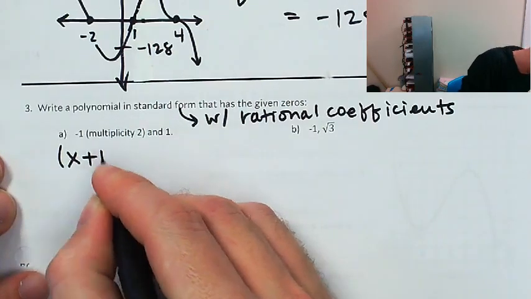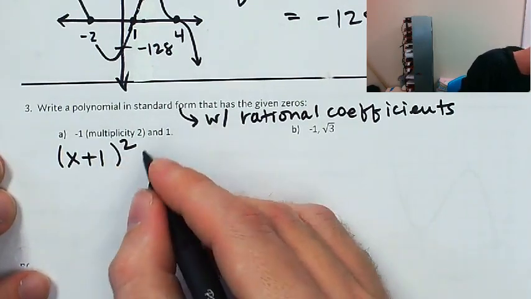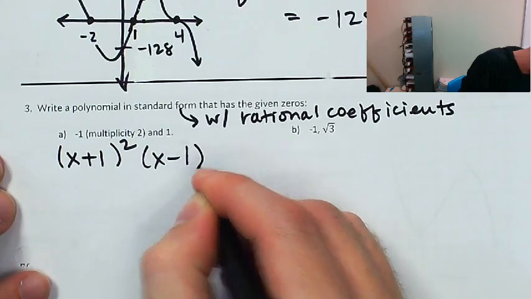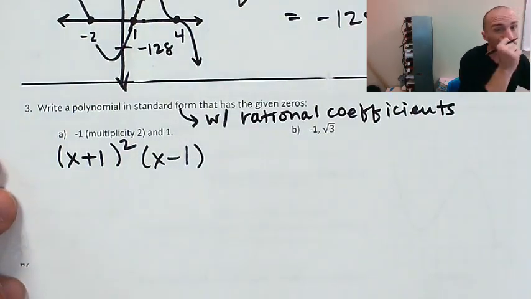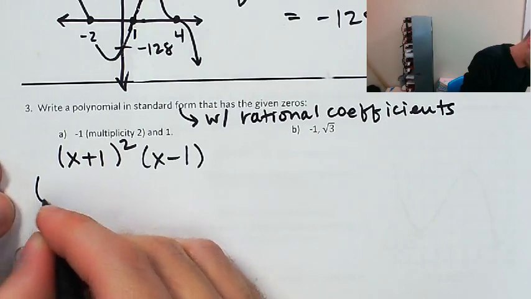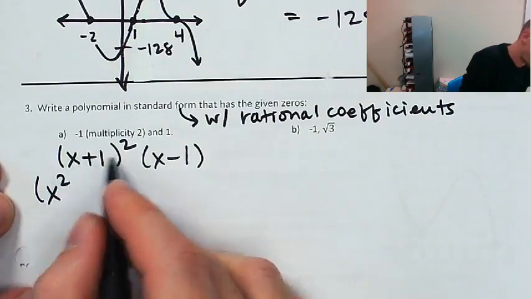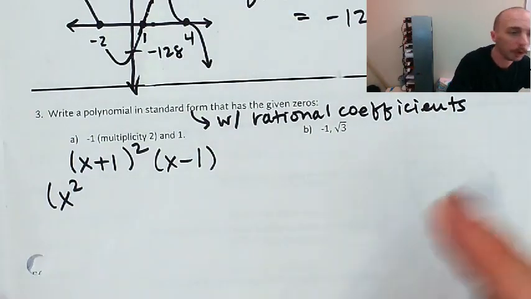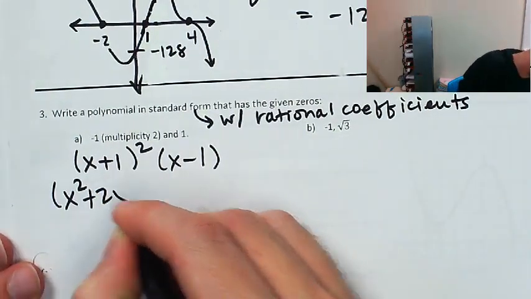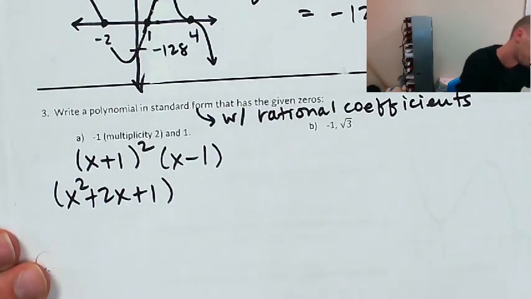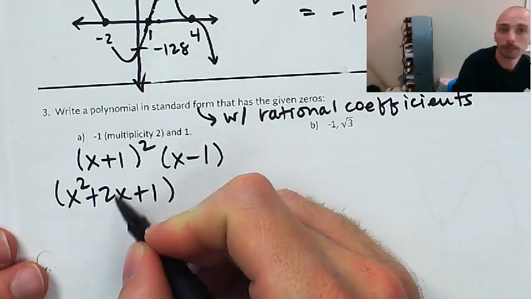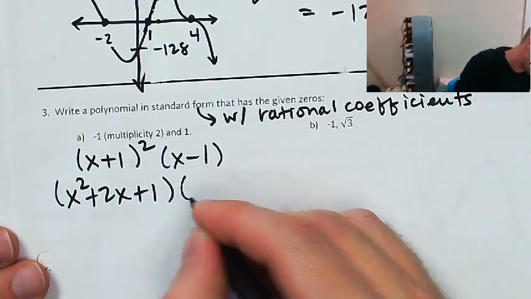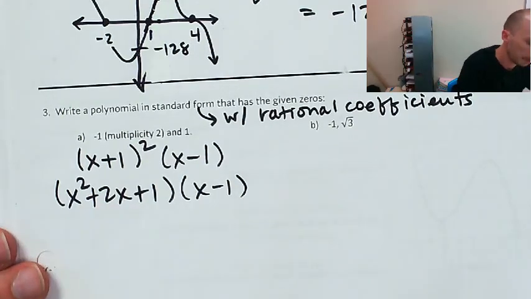So x minus -1, multiplicity 2, x minus 1. Okay, got this. I've seen worse, I guess. Okay, if I square x plus 1, I'm going to multiply x plus 1 times x plus 1, and I'm going to have to do FOIL. Okay, and what I'm going to get is x squared plus 2x plus 1. Okay, don't forget that 2x. That's the common mistake. Multiplied by x minus 1.